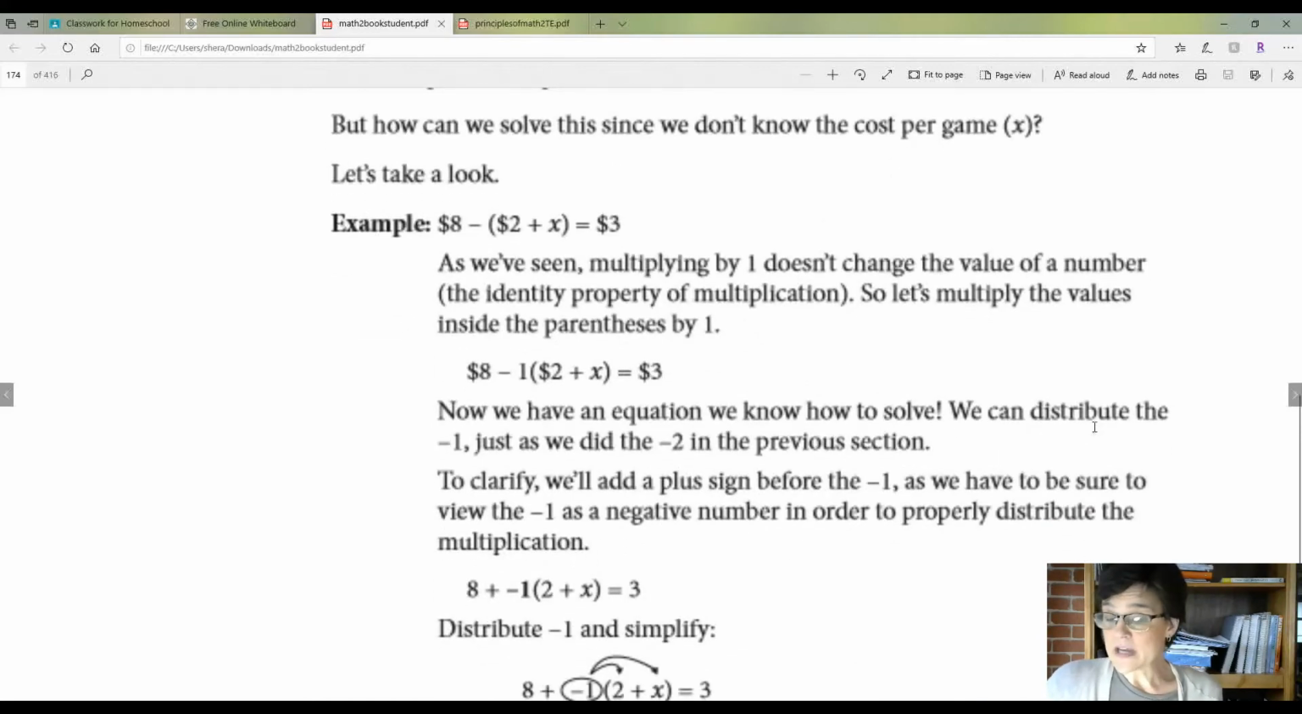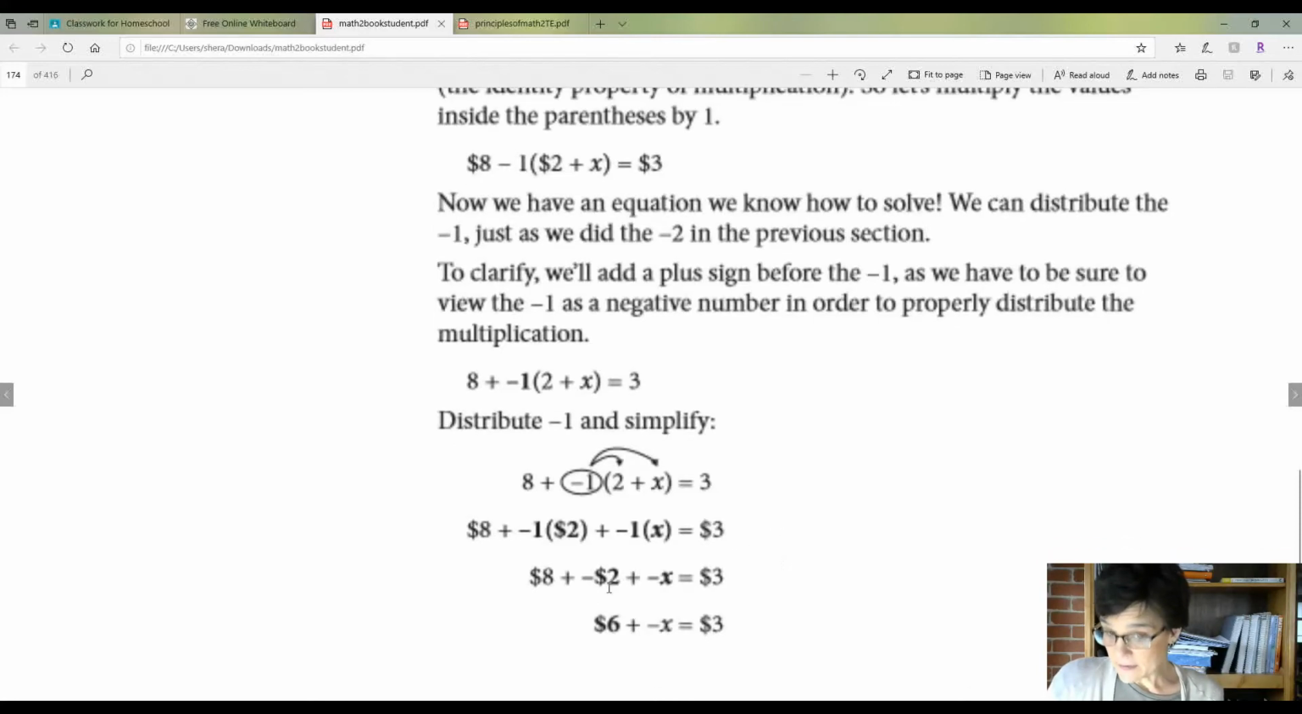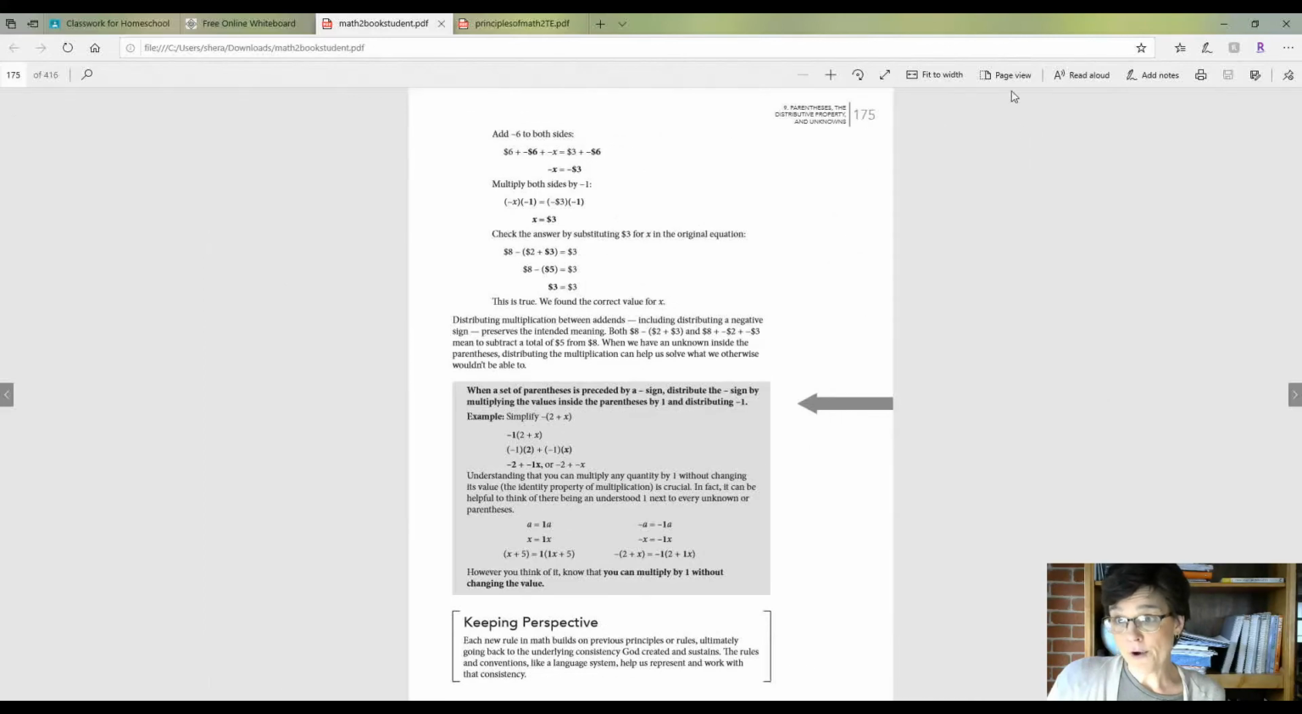We can distribute the negative 1, because remember, we think of this as adding a negative 1. So it's 8 plus negative 1 times 2 plus negative 1 times x equals 3. Then you solve the problem using this, a negative, and this, a negative. Don't forget your signs in there. If you forget your signs, you'll get everything wrong.